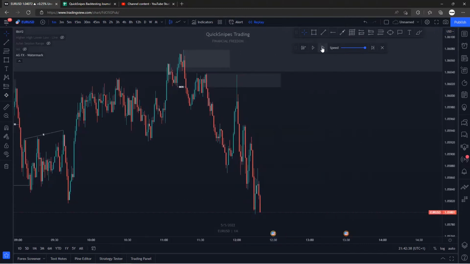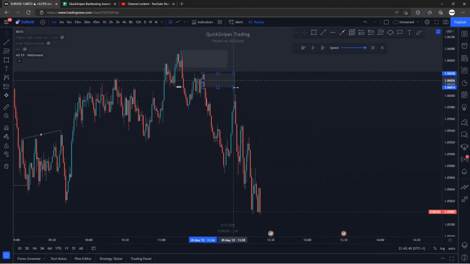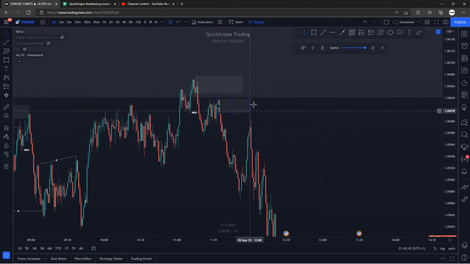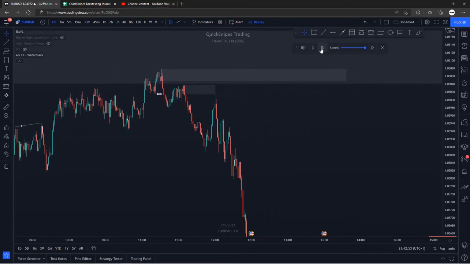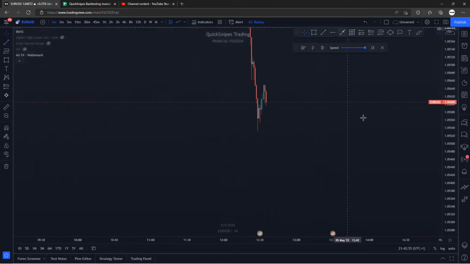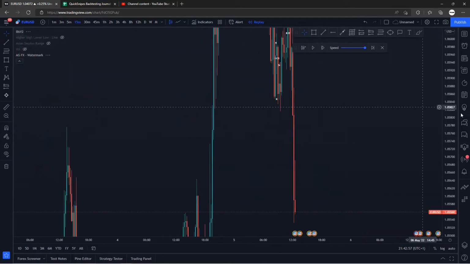So I'm going to keep those. This zone's been mitigated, so I'll just mark it out where it's been mitigated. Keep in mind that could be an inducement for this area. So we need to still keep in mind that price could shoot back up, grab into this area, and we could have a potential trade on there. Clearly not. So back to our 15-minute time frame.